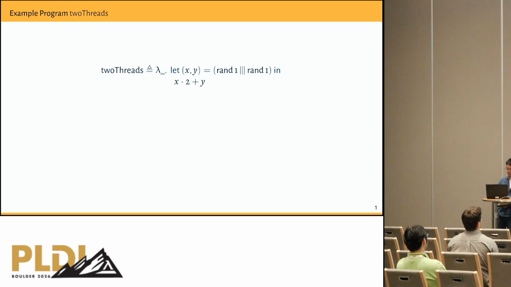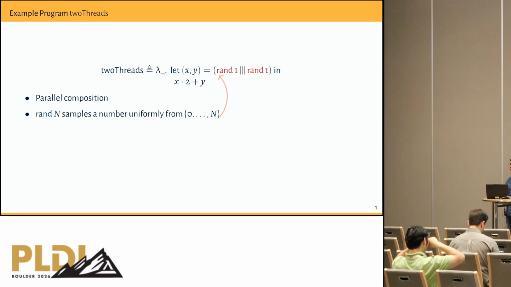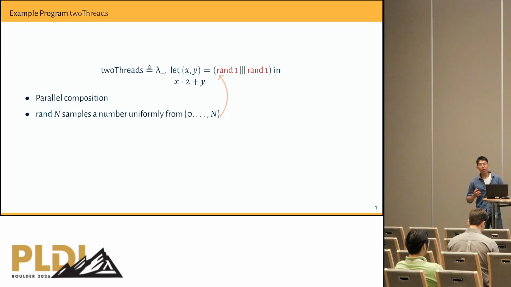At the very beginning, we use the parallel composition operator. So we have two threads running at the same time, and each thread samples a random number using the primitive rand. And rand n, in our operational semantics, samples a number uniformly from 0 to n with probability 1 over n plus 1 each. So in other words, rand 1 is just a fair coin toss that returns either 0 or 1 with 1/2 probability each.